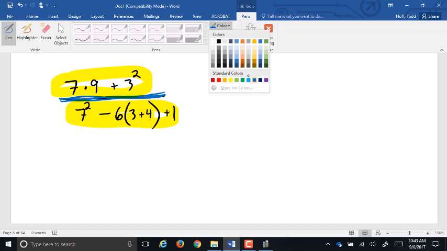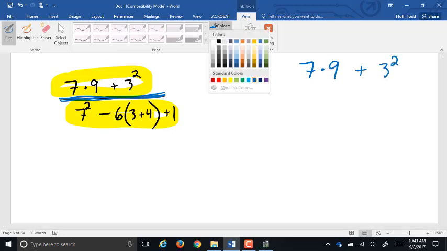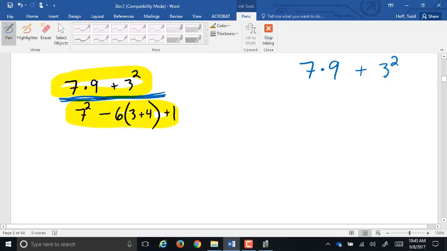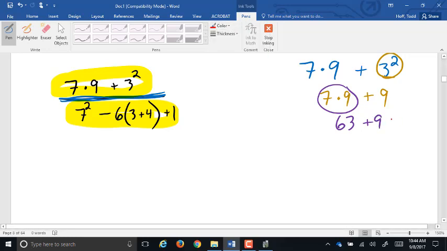So we start out on top. I'm going to write it off to the side here so we've got room to do it. What would we do first there? The exponent. 3 squared is 9. Next would be multiplying. 7 times 9, 63. And finally, 63 plus 9 is 72. So the top becomes 72.